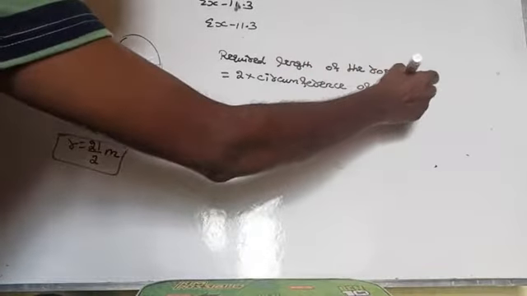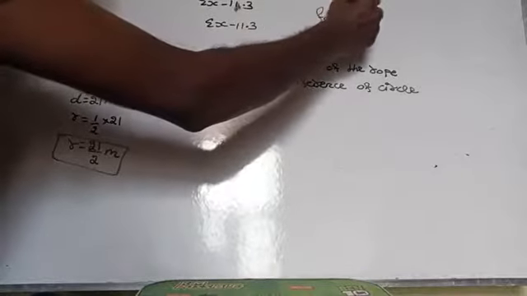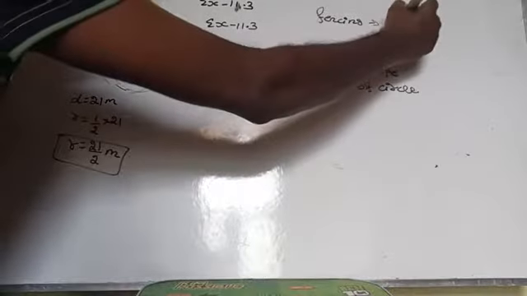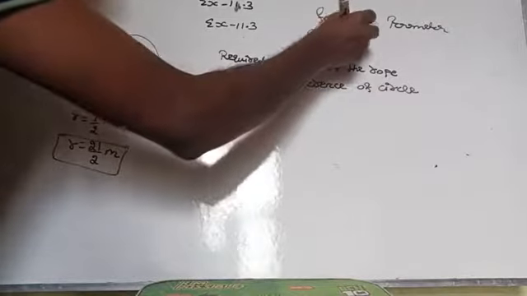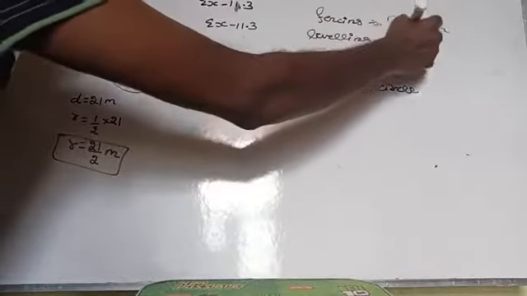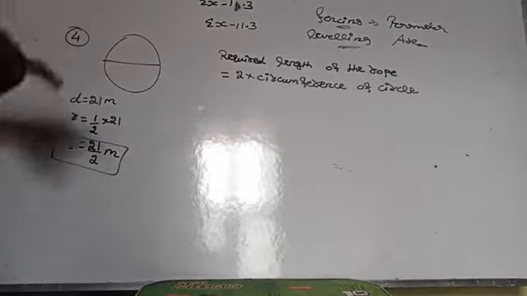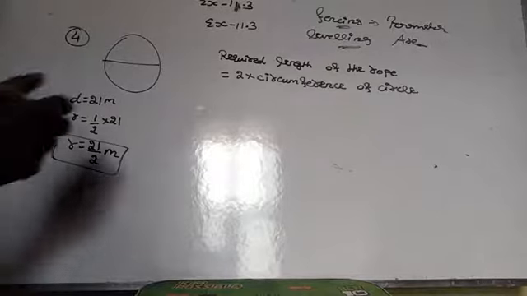Please remember, this is a keyword. When we hear fencing, it means you have to find the perimeter. If they are leveling the ground, then you have to find the area. This is the keyword. Please remember. If he wants to fence around the circular field, we are finding the circumference of the circle. It is nothing but 2 times the circumference of the circle.